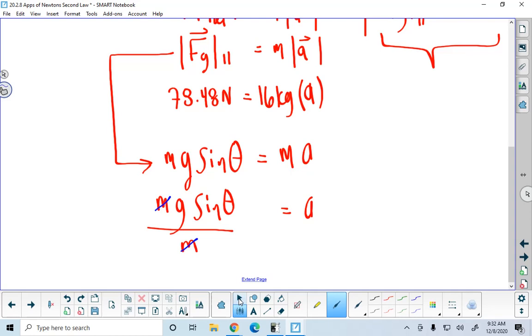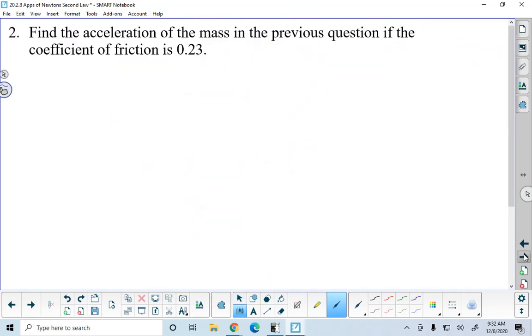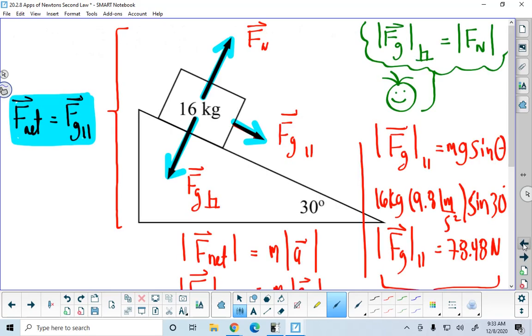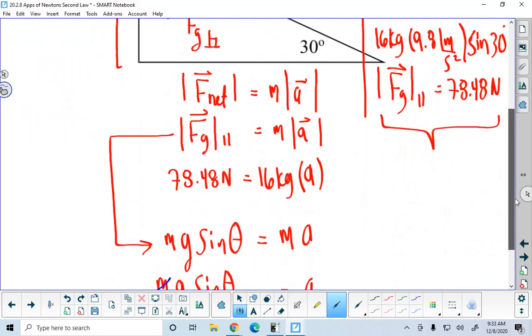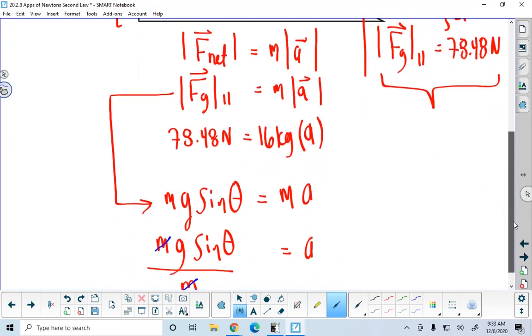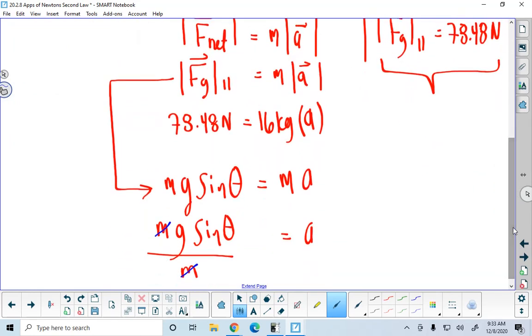All right, now let's take a look at the next question. What about if the coefficient of friction is 0.23? So I'm sorry, I want to back up. Any questions with getting our answer here of, I guess I never really wrote it down, the acceleration equals 4.9 meters per second squared down the ramp, I guess we could write. Any questions with getting that answer?